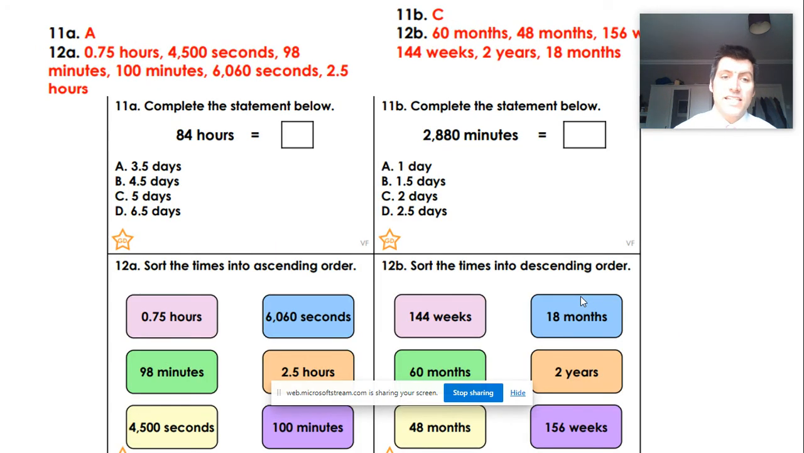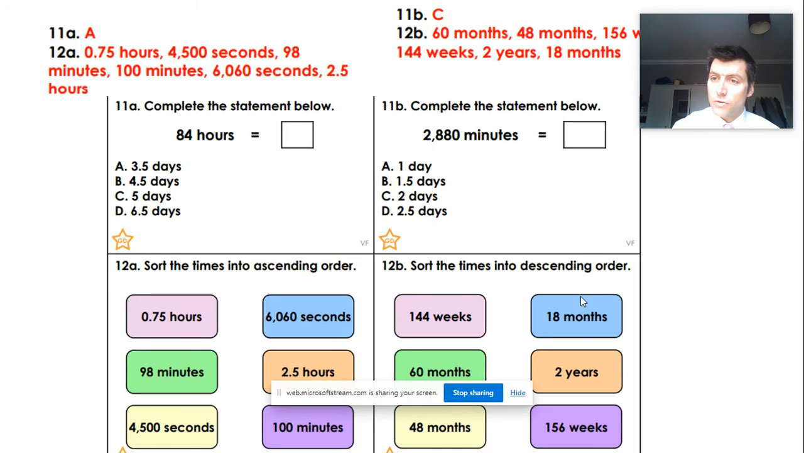Okay. Second set of questions. A for the first one. 3 days would be 3 times 24, so 72 hours. 4 days would be 72 plus 24, so 96 hours. So we know it's somewhere in between there. There's only one value that's in between there, so quickly we could have just worked that out.